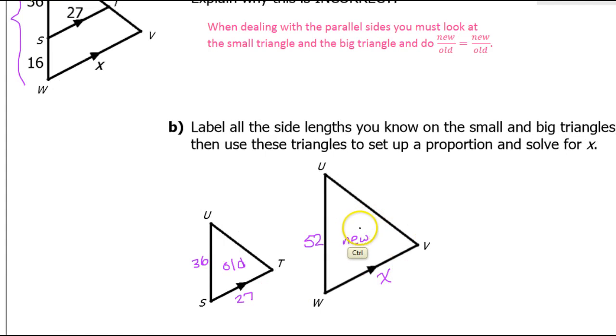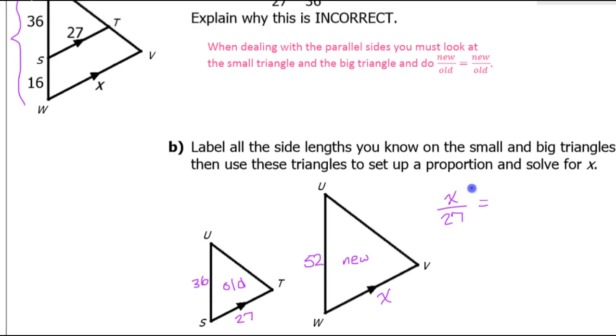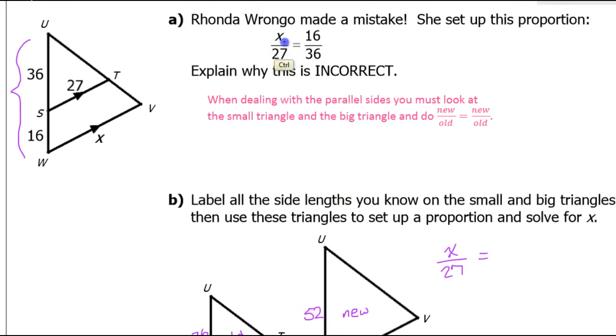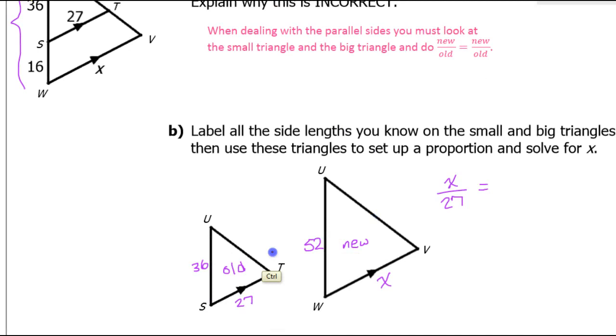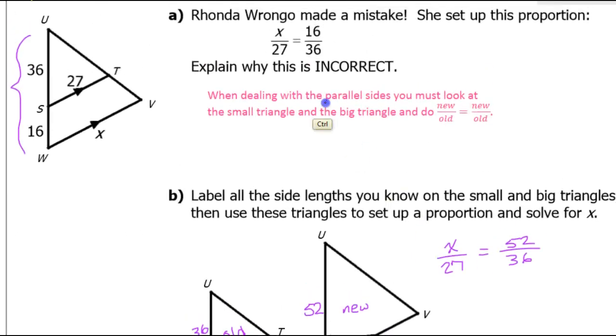So I'm going to treat this triangle as new, and I'll treat this triangle as old. It really doesn't matter which one you pick to be new and which one you pick to be old. But we do new over old equals new over old. So we will do x over 27. All right, notice that's the same thing she had so far. But then, for the other pair of corresponding sides, it should be 52 over 36. Okay, not 16 over 36.